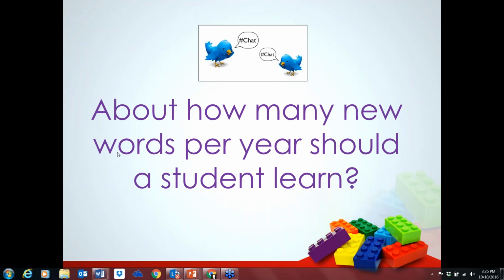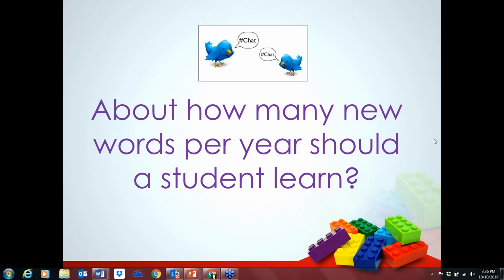There we go. I want to know how many new words every year should students learn? The answer is 2,000 to 5,000 new words per year. Actually, it's 2,000 to 3,000. But some research says as much as 5,000 if kids are behind in their vocabulary development. And I don't know about you, but when I was teaching, I often had a lot of kids who were behind in their vocabulary development. So 2,000 to 3,000 new words per year.